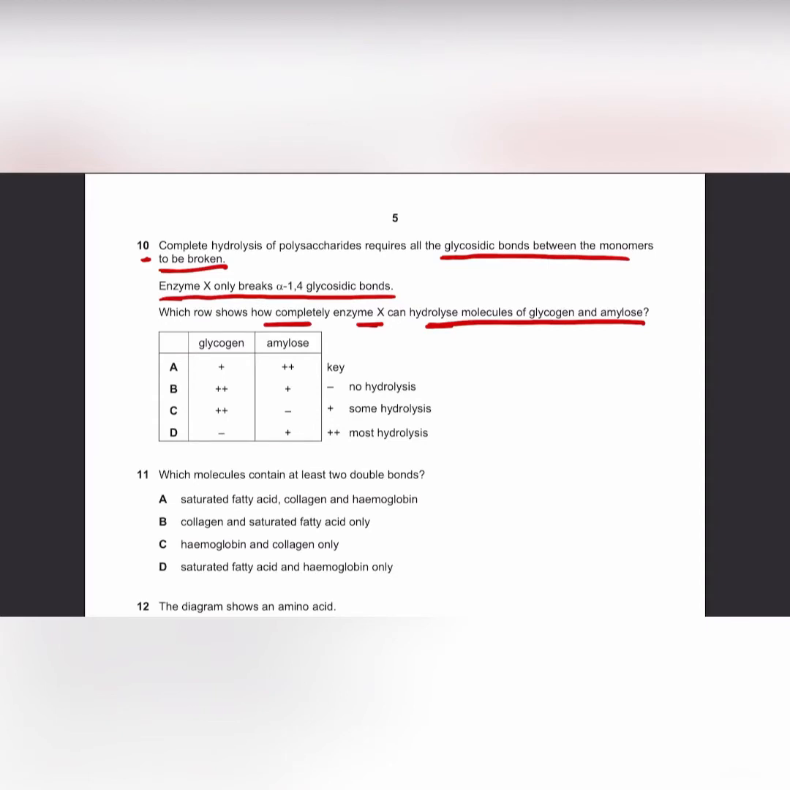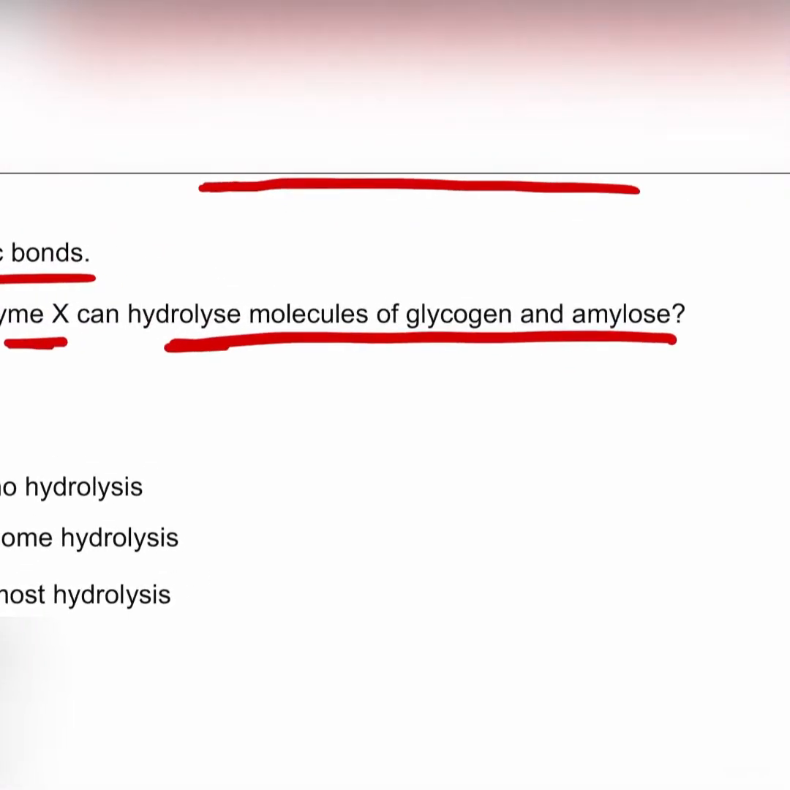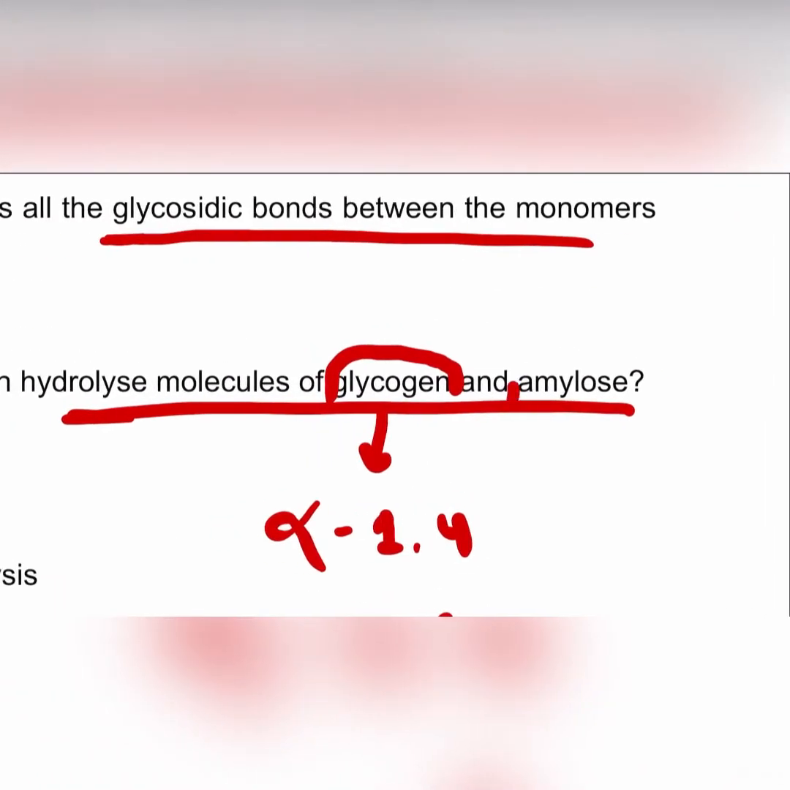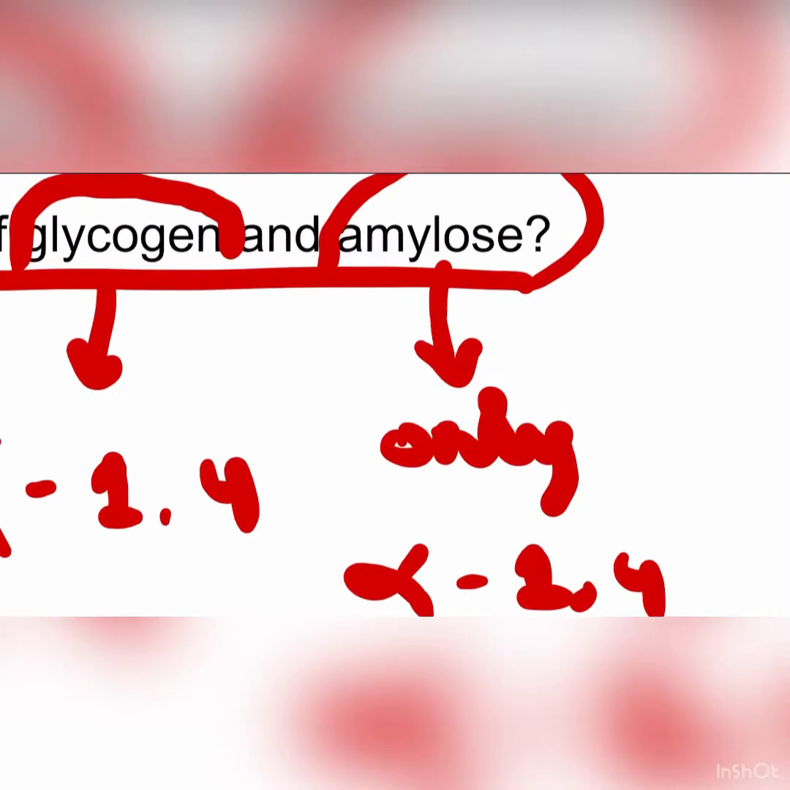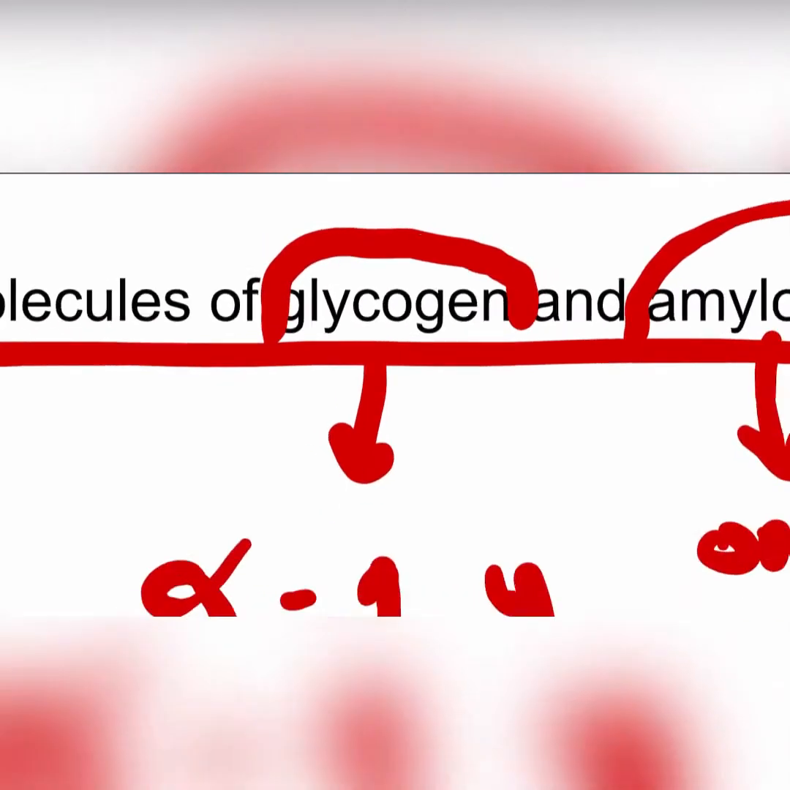And then they're saying that there is an enzyme X which only breaks down alpha-1,4 glycosidic bonds. So which row shows how completely enzyme X can hydrolyze molecules of glycogen and amylose. As you all know, glycogen contains alpha-1,4 and alpha-1,6 glycosidic bonds, whereas amylose contains only alpha-1,4. So this enzyme can completely break down amylose because it can break down alpha-1,4 glycosidic bonds. However, this enzyme will be able to break down glycogen but not completely.